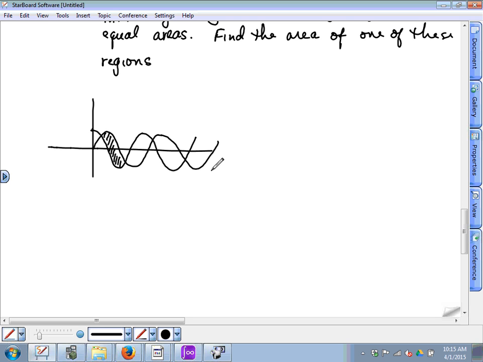Okay, so any one of these regions, I just chose this one, but we need to figure out where these intersection points are. So we need to figure out where the sine of x is equal to the cosine of x. Where is the sine of x equal to the cosine of x?